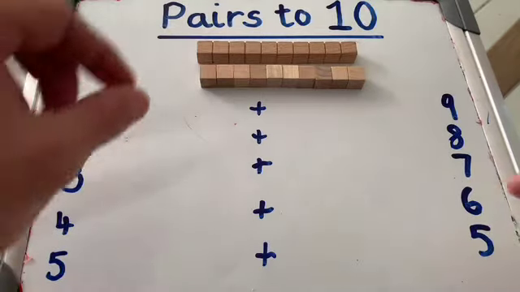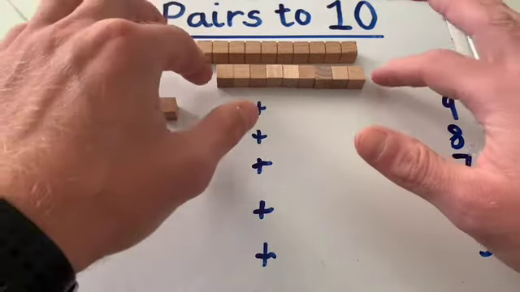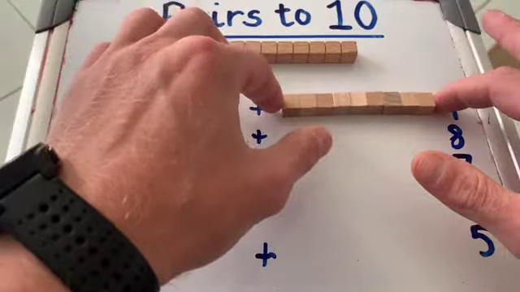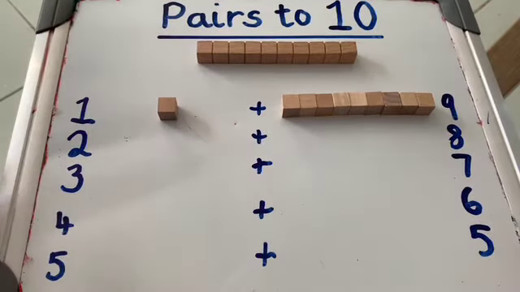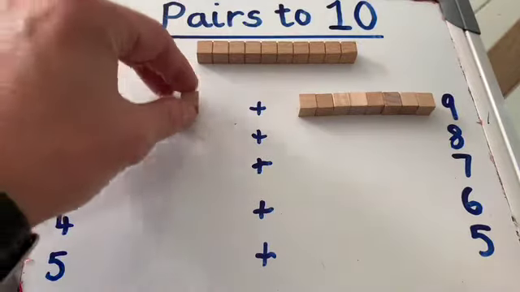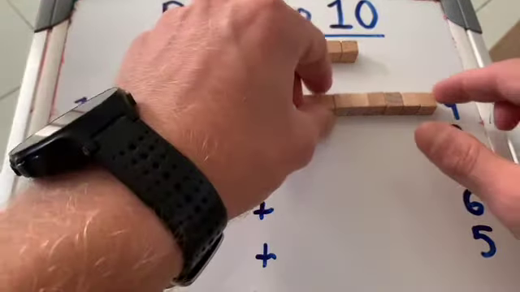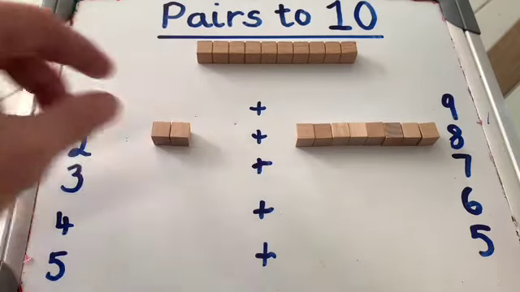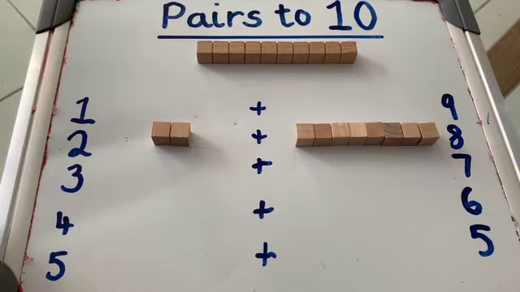So you'll do what I did, and you'll go 1 of your objects and then 9 of your objects, and you'll practice. You'll say 1 and 9 makes 10. And then you'll go 2 and 8 makes 10. I want you to do that until you've made all of the pairs to 10, and then I want you to get somebody to test you.